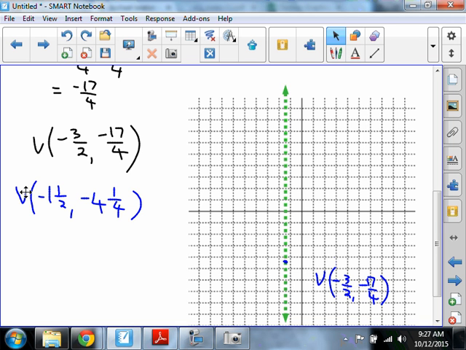What do I know about my A value? What was my A value? My A was 1, wasn't it? So from the vertex, I'm going to go over 1 and up 1. So over 1 and up 1 is going to put me right here. So that's going to be the point. And that was negative 1.5. So this is going to put me at negative a half. And then up 1 from negative 4 1/4 would put me at negative 3 1/4, right?